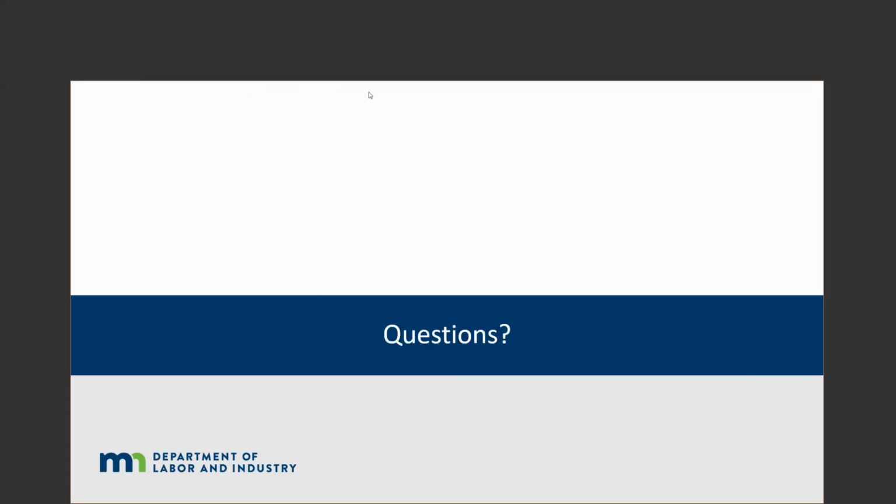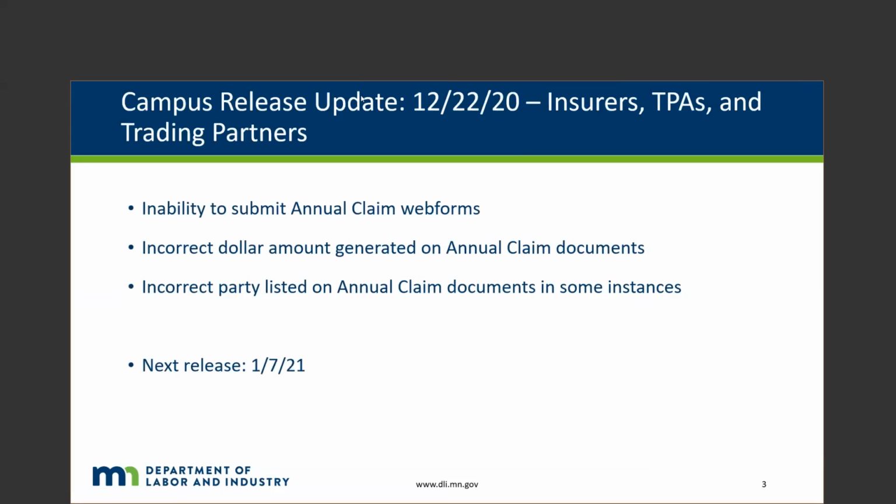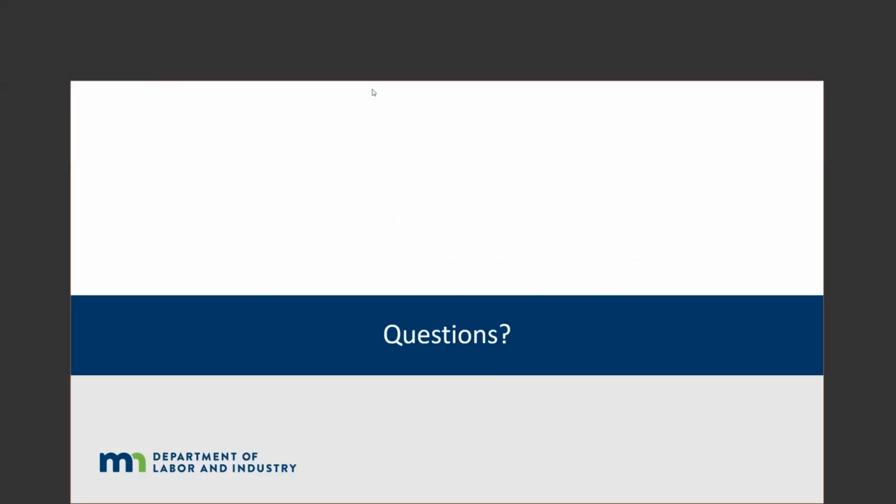All right, and I think there was just a request to go back to the updates for the annual claim web form. So these are just the issues that we were having with the annual claim web forms that we've corrected in our last release. So there was an inability to submit in some instances. There were incorrect dollar amounts generated on the documents. And in some instances, the incorrect party was listed. So for instance, if a TPA filed on behalf of a client, it may display the incorrect party. So those are the issues that were corrected on the 22nd relevant to that web form.